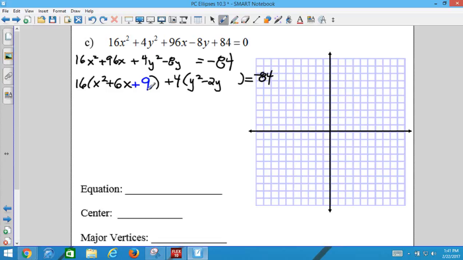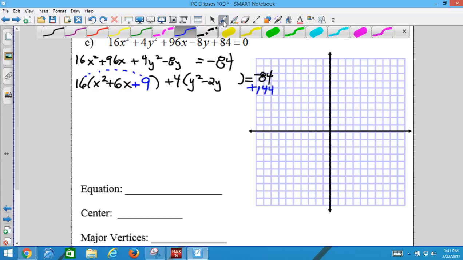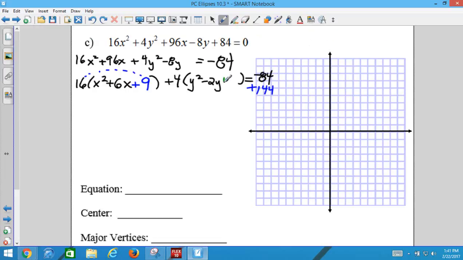9. So what do we add over here? 9? Ooh, you add 16 times 9, 144. All right, and then what do we put in this spot? But what do I add to the other side? 4.